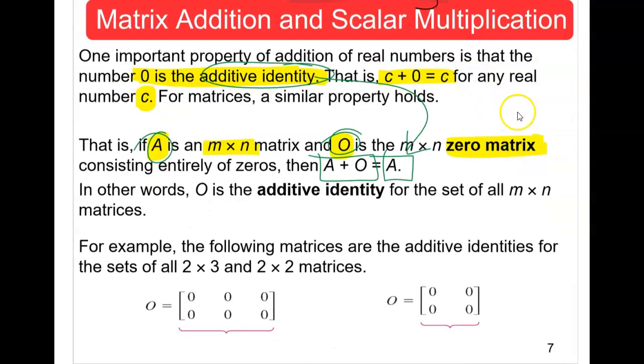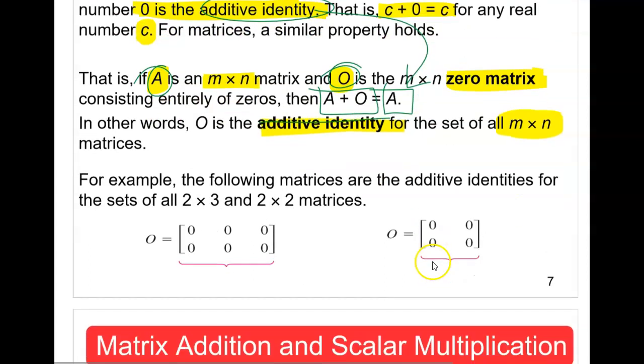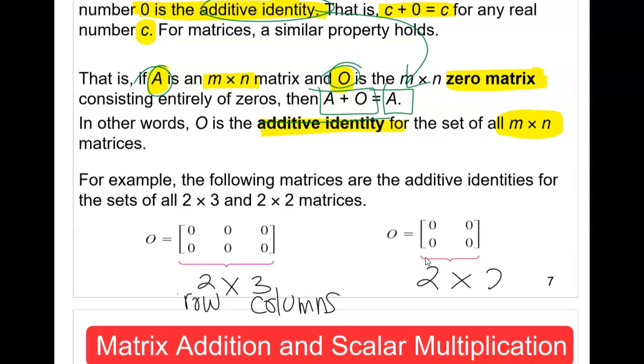So 0 will be the additive identity as a scalar, but the 0 matrix will be the additive identity for the set of all matrices that match the same dimensions. For example, we have two different examples of the 0 matrix here. The first one is 2 rows by 3 columns. Remember, the first digit indicates the rows and the second digit indicates the columns. And then here we have a 2 by 2, so 2 rows and 2 columns.